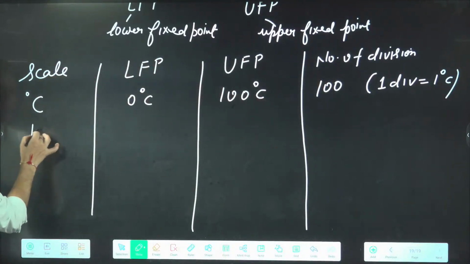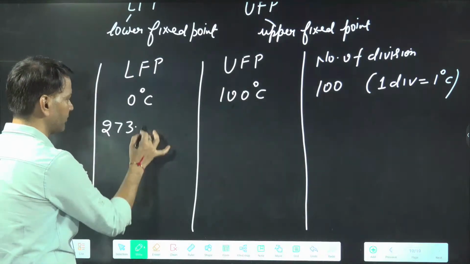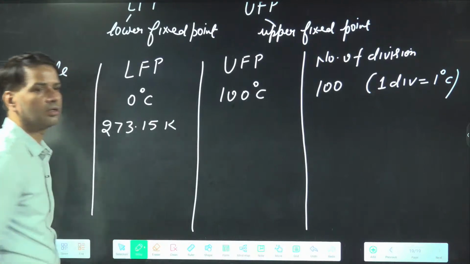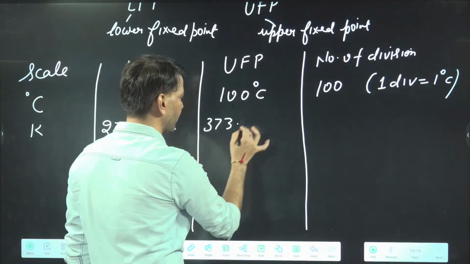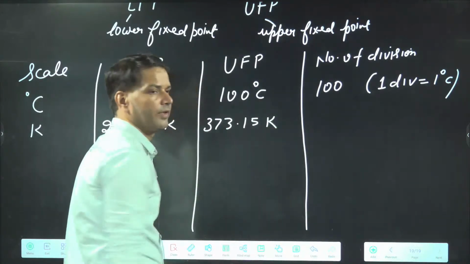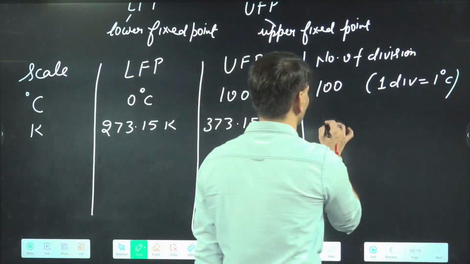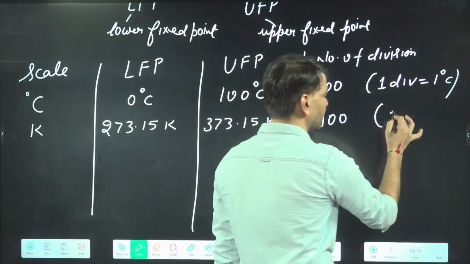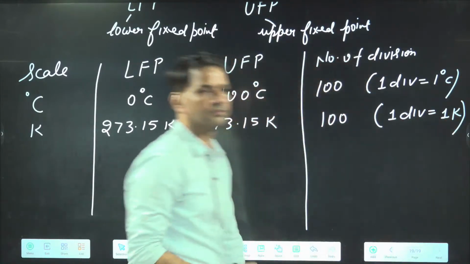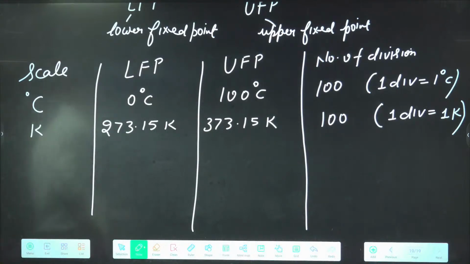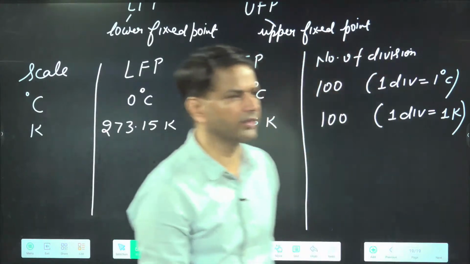Similarly, in the Kelvin scale, the lower fixed point is what? 273.15 Kelvin. The upper fixed point is what? 373.15 Kelvin. And again the temperature difference is 100, so that is divided into 100 equal divisions, and here one division is equal to 1 Kelvin. But in numerical problems we use 273 only, but actually it is 273.15.